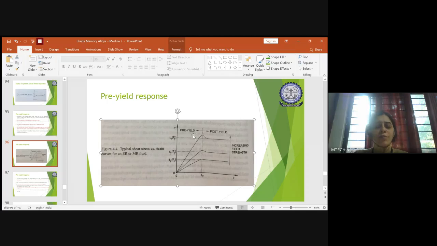Now we have to go with respect to the pre-yield, understand that in depth, as well as the post-yield also. It could be related to ER fluid or to MR fluid. So this is what you have to learn basically. Now I will get back to the slide again.